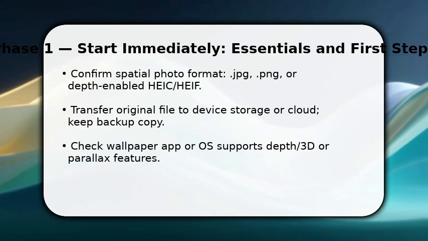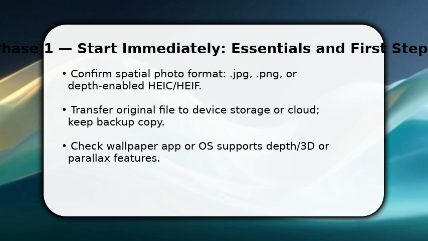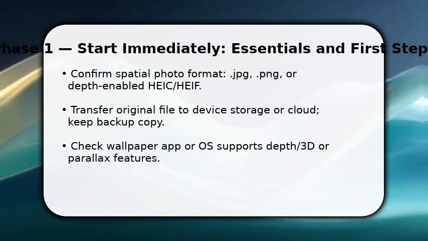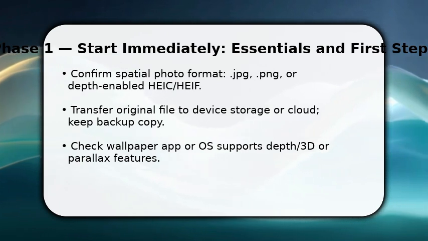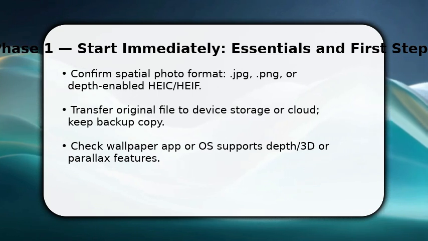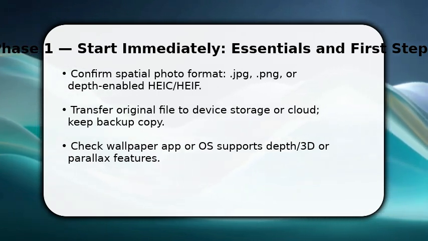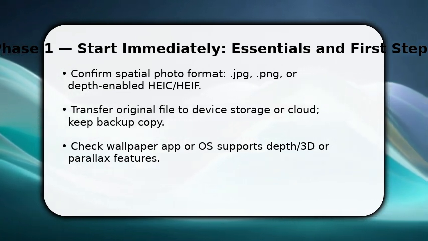Enjoy the video. You start by gathering the assets and confirming compatibility. Pick the spatial photo with depth data or a paired depth map, then move it to the device you want to customize. Make sure the Wallpaper app or the OS supports parallax or depth-aware wallpapers, otherwise the effect won't render. Once done, open the gallery or file manager and note file name and location.